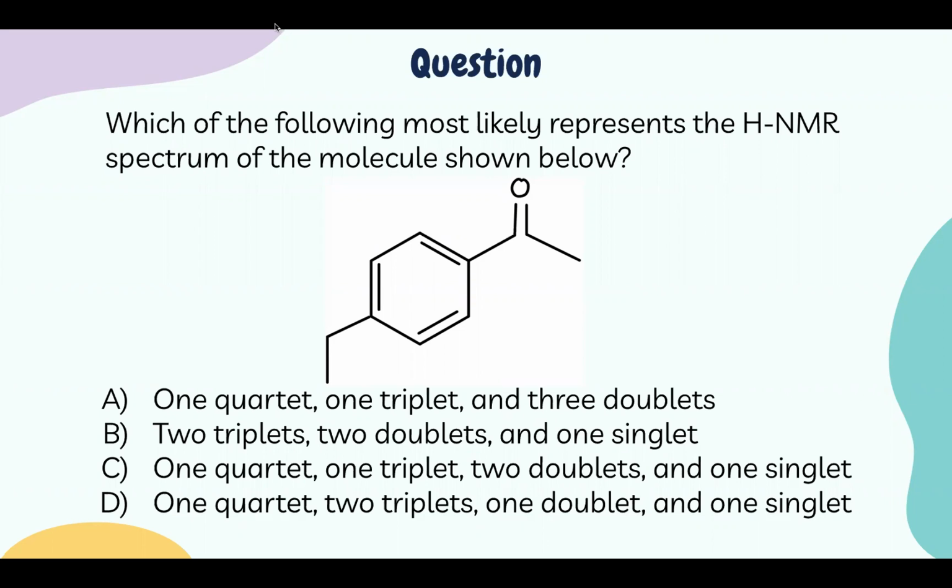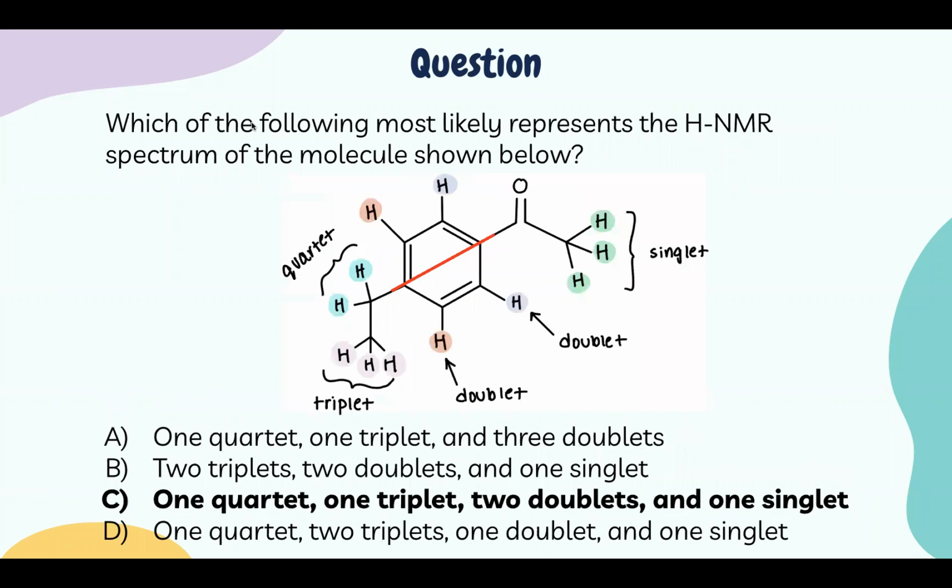All right, Brian, why do you say C? Because the methyl group next to the double bond hydrogen will be 3H, but it is not near any hydrogen, so there will be a singlet based on the N+1 rule. In the benzene there are two kinds of H signal. Since the benzene will not rotate, you can draw a plane of symmetry through the middle. And there will be two H, and next to it there will be two H.